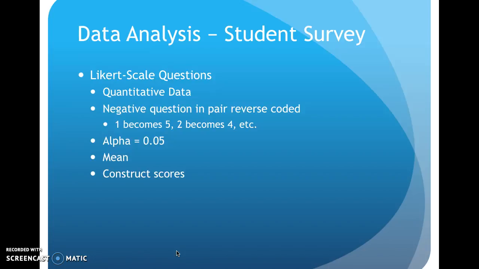I'll also calculate the mean for each question, and then the construct scores for teacher-student relationships, classroom environment, and student intrinsic motivation will be determined to get a better idea of how this data answers the 3 research questions and how those 3 elements of teacher-student relationships, classroom environment, and student intrinsic motivation work together.